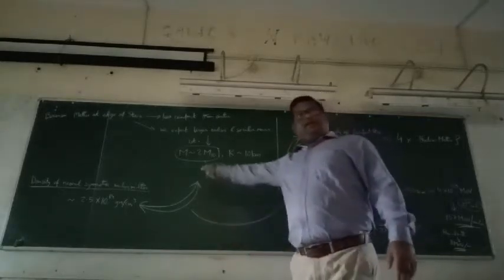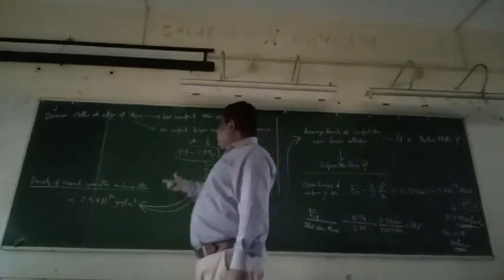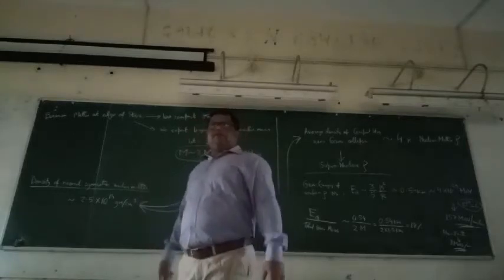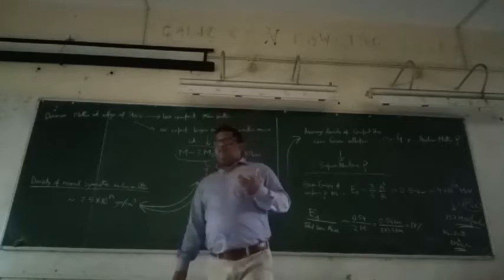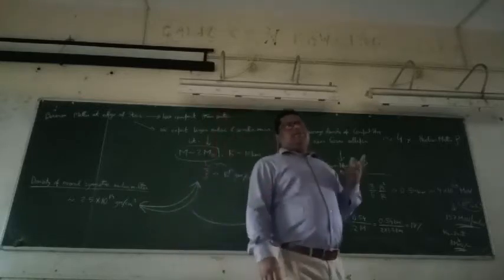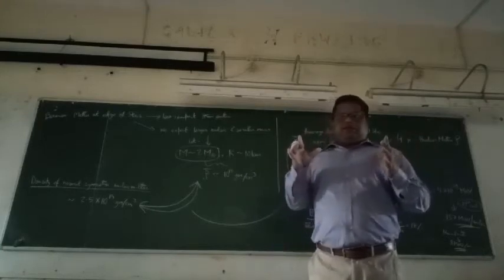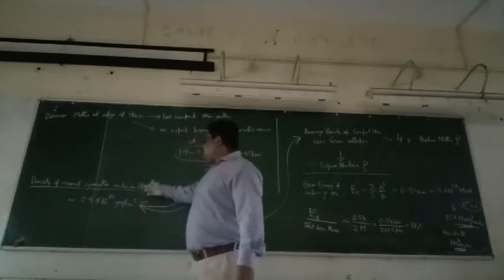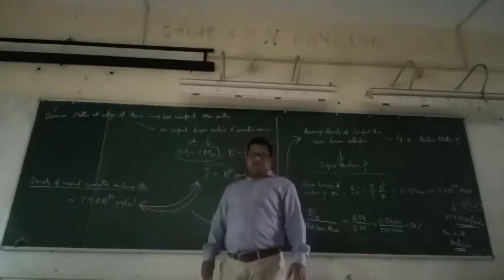Fine. Now let us compare this with the density of normal symmetric nuclear matter, the N is equal to Z case. You can find it in a large number of ways. Density is basically mass by volume. Mass you know and volume you can estimate, right? And you will find that the average estimate is around 2.5 into 10 to the power 14 gram per centimeter cube.